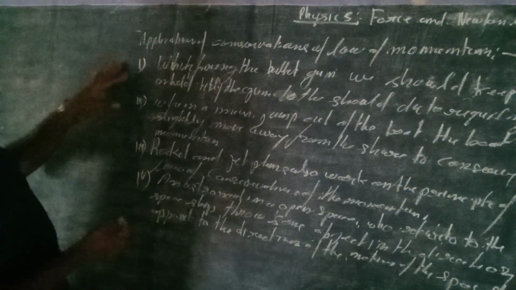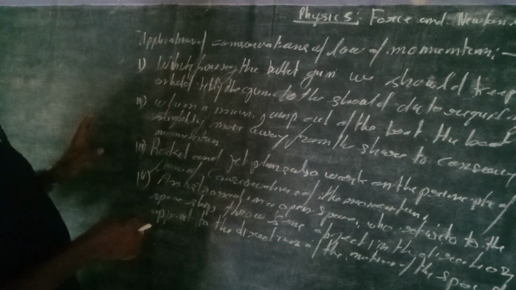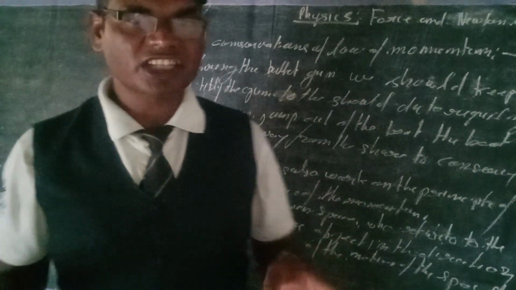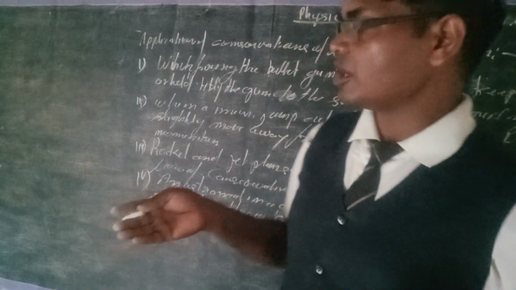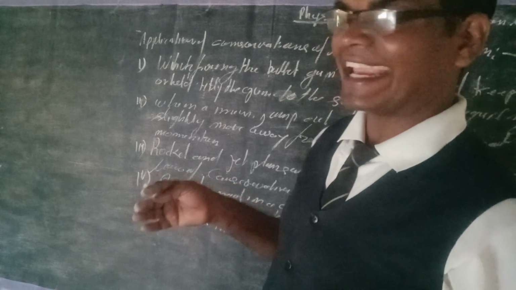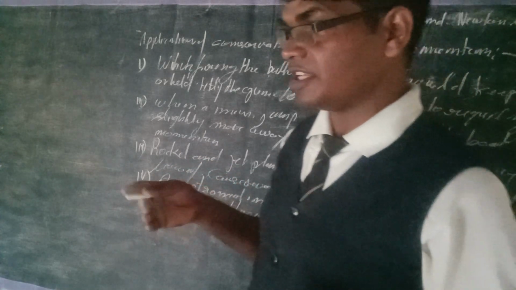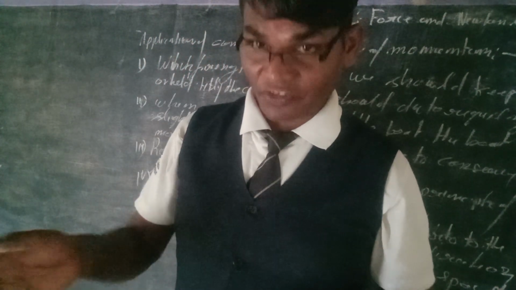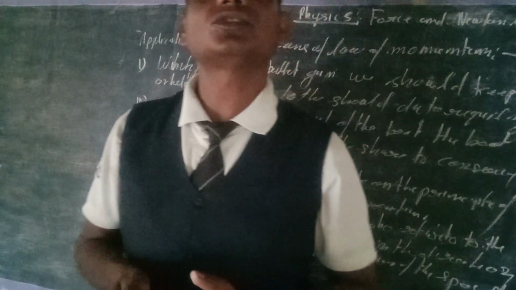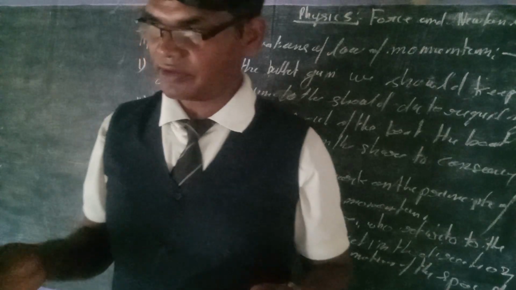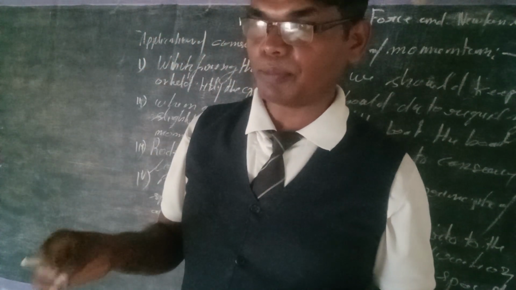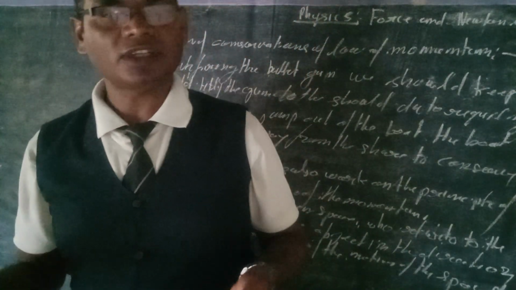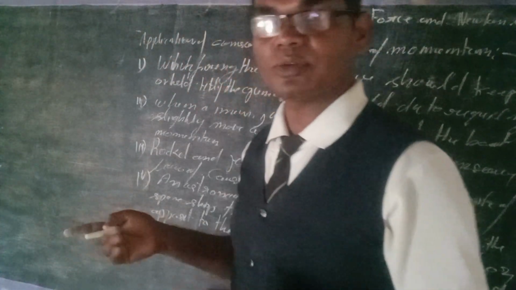These are applications 1, 2, 3, 4. The first application is related to the gun. The second application is related to boats. The third application is jet planes and space rockets. And the fourth application is a person in open space who wants to return to the spaceship. He will have to throw some object in the opposite direction of the motion of the spaceship, so that he can easily reach it.